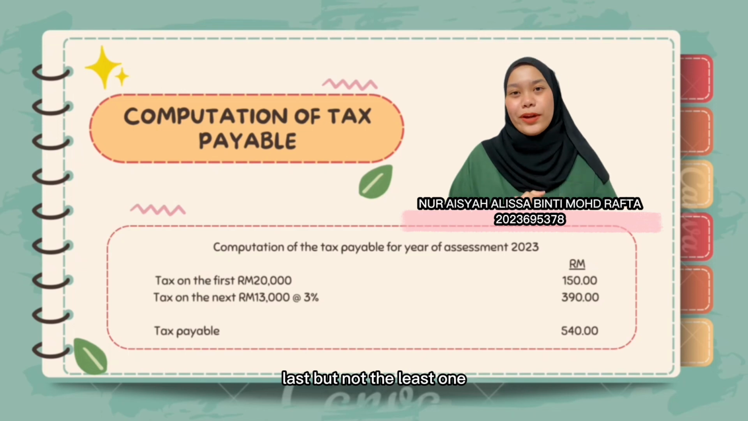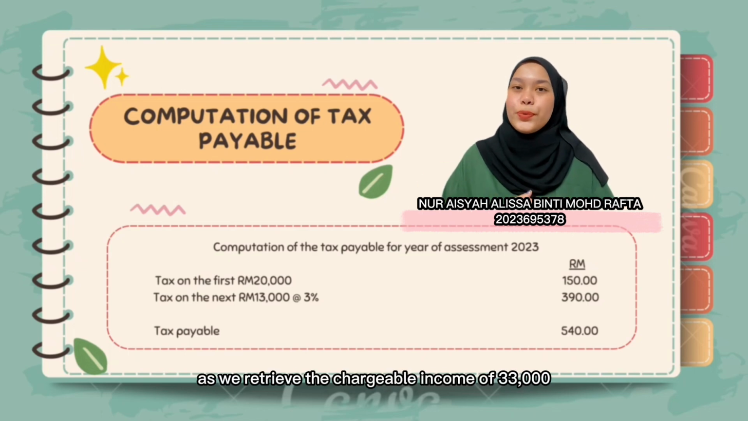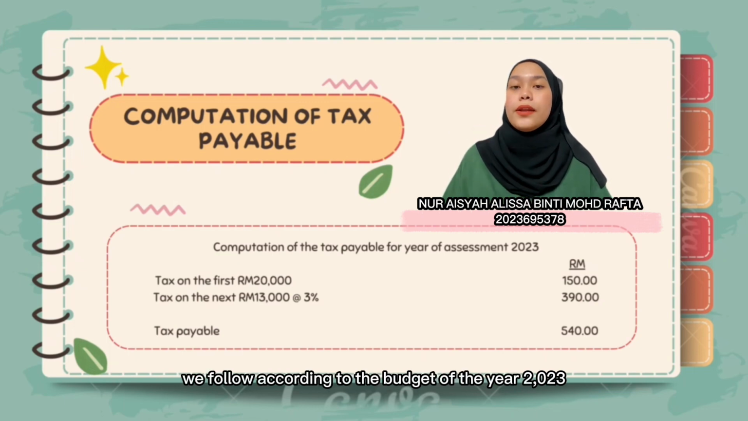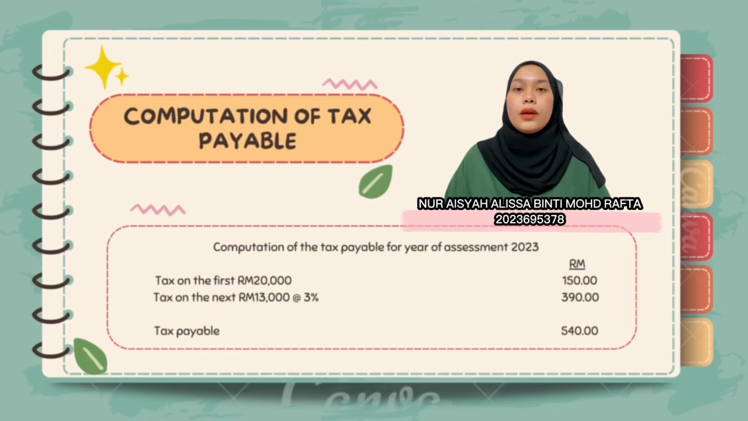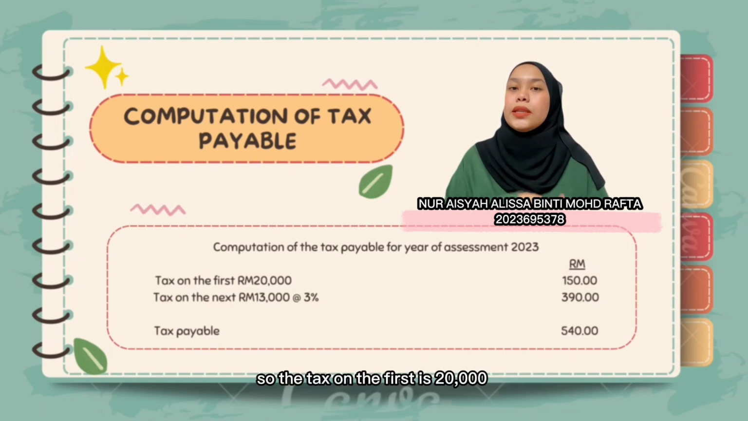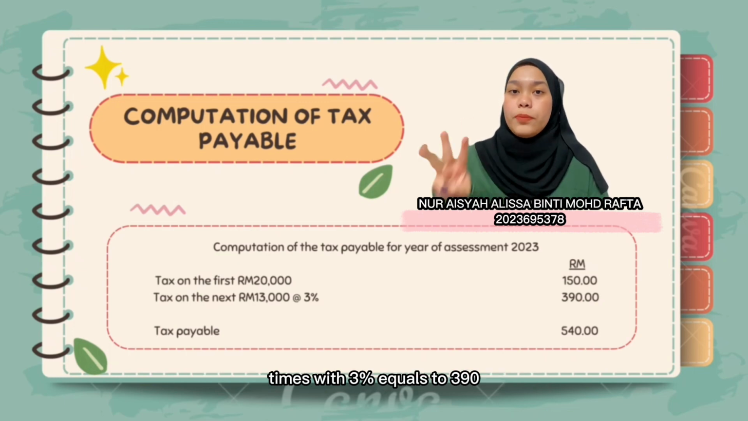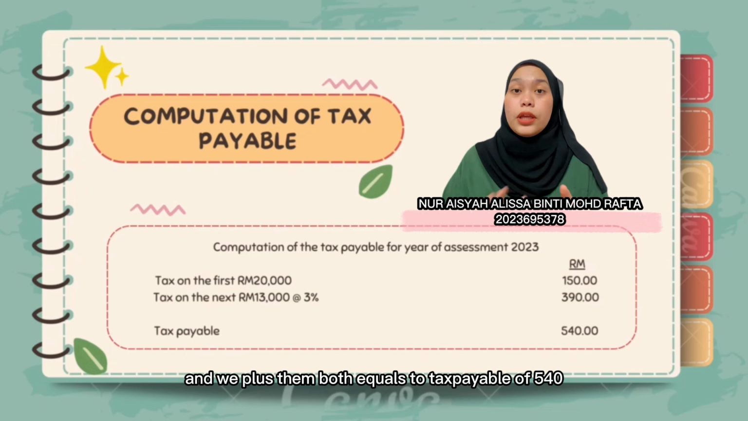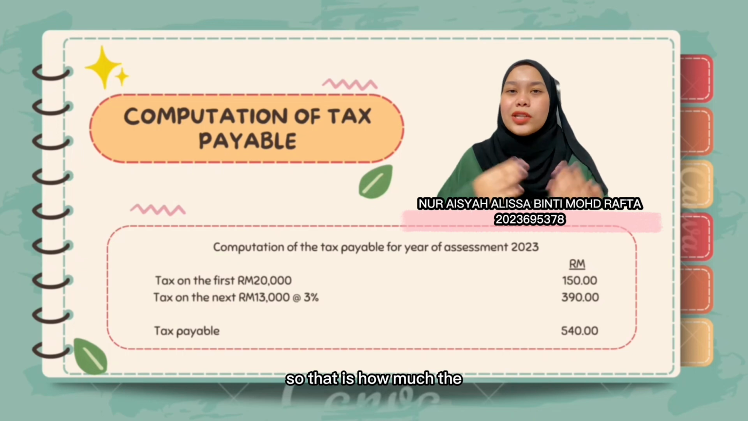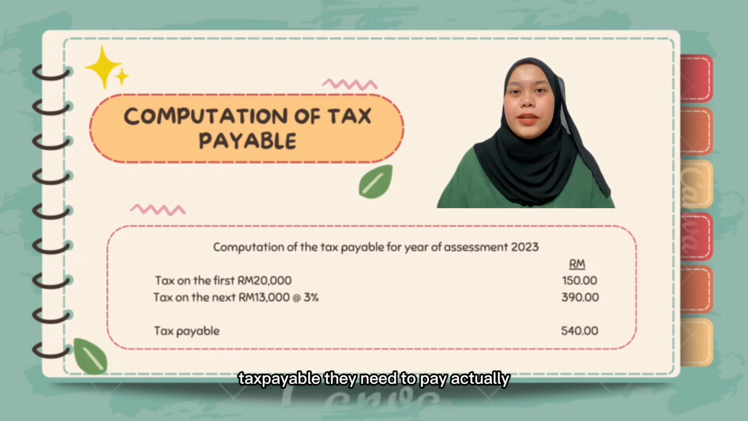Last but not the least, how to get the tax payable. As we have the chargeable income of 33,000, we follow according to the budget of the year 2023. So, the tax on the first 20,000 ringgit equals a tax payable of 150 ringgit, and we add the tax on the next 13,000 times 3% equals 390, and we add them both, equals a tax payable of 540 ringgit Malaysia. So that is how much tax payable they actually need to pay.